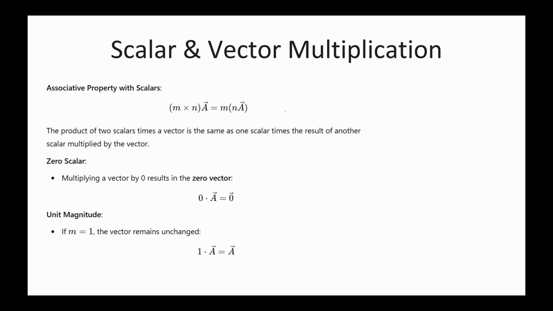Again, a few more properties. Let's say if I have m into n and outside I have a vector, I can simply multiply it any way I want with the a vector. Of course it is a scalar quantity. The only thing is that the magnitude is changing, the direction wouldn't change, so it does not matter much here. Zero scalar: if I multiply by 0, it becomes the 0 vector. Unit magnitude: if m is 1, the vector remains unchanged.